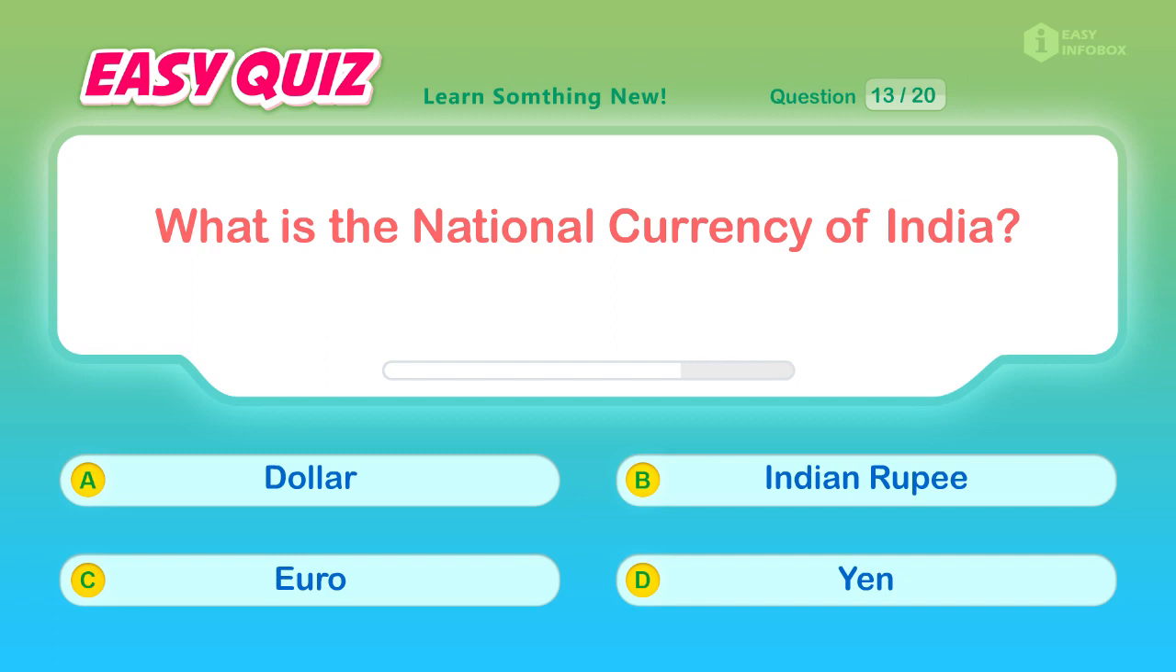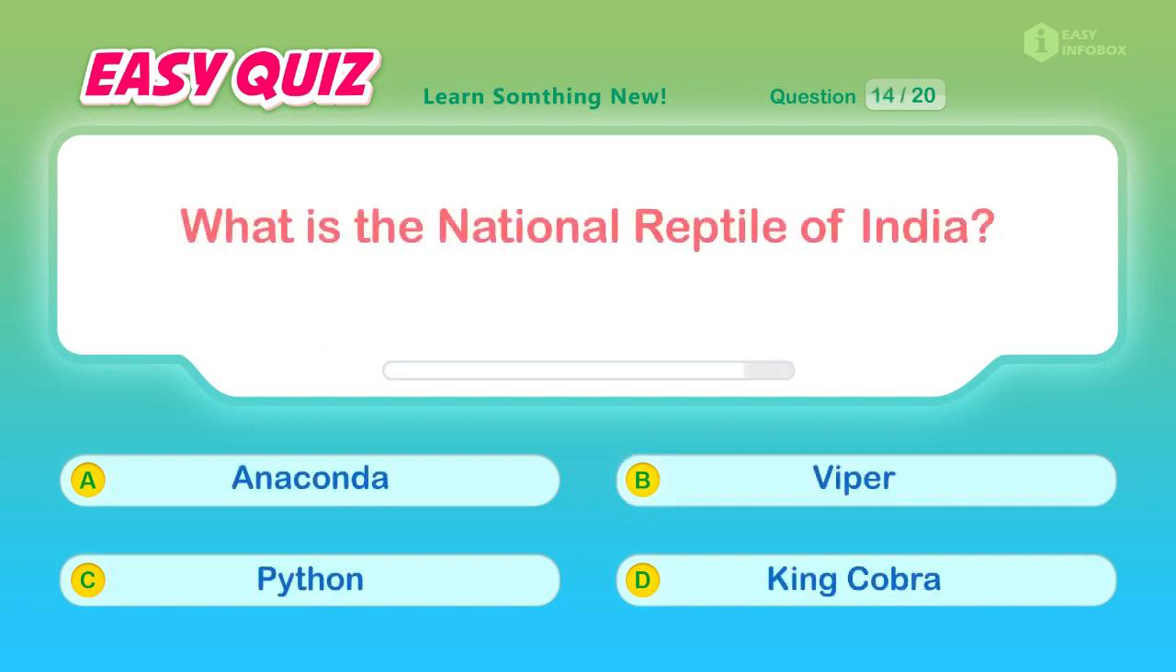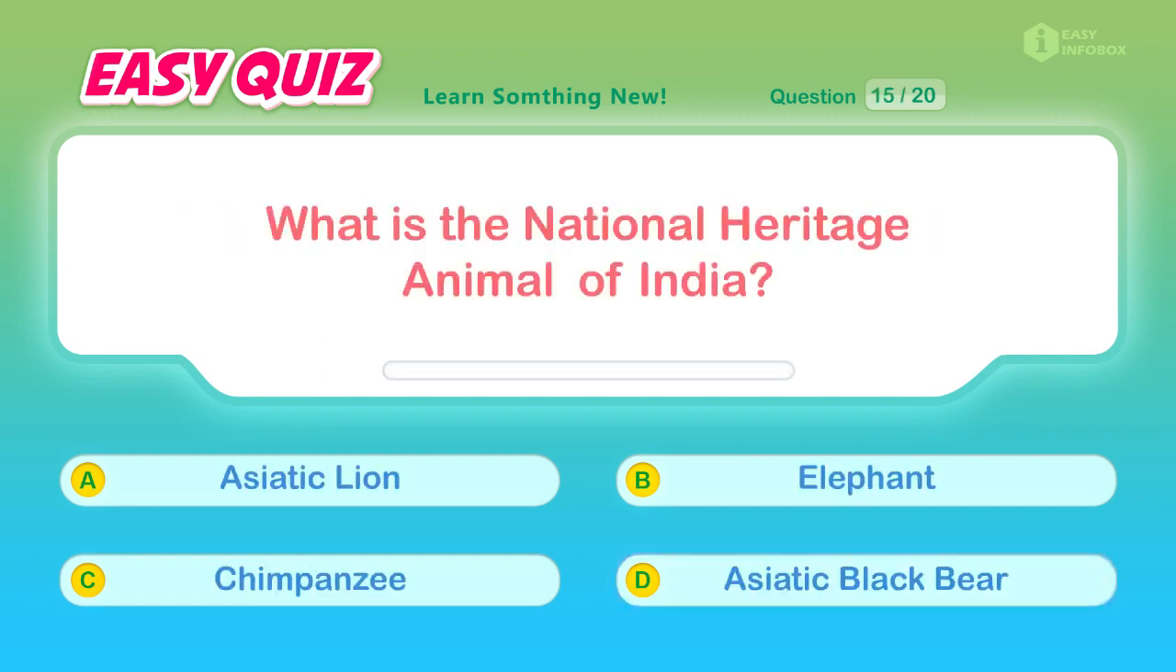What is the national currency of India? Indian rupee. What is the national reptile of India? King cobra. What is the national heritage animal of India? Elephant.